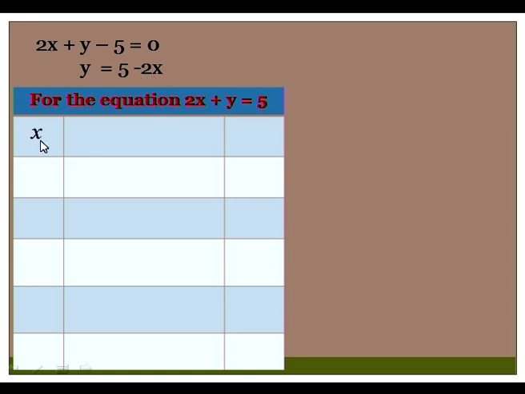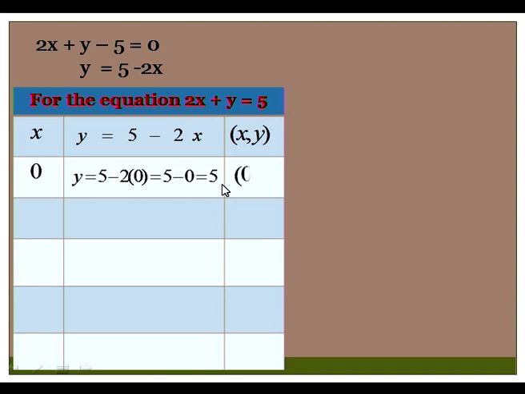So, if our value is x, then y comes out to be equal to 5 minus 2x, and our ordered pair would be x comma y. If we take x as 0, then wherever we have x, we substitute 0 there. So, y would be 5 minus 2 times 0. 2 into 0 gives me 0. So, 5 minus 0 is equal to 5. So, my ordered pair is 0 comma 5.